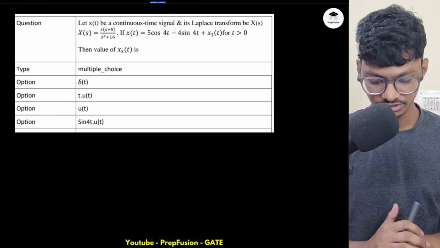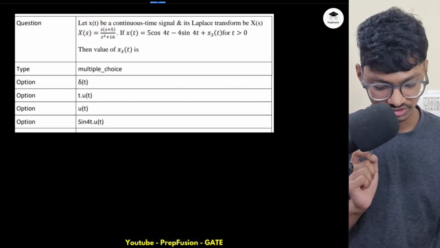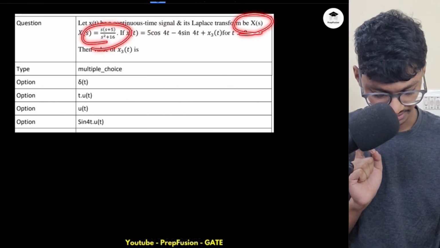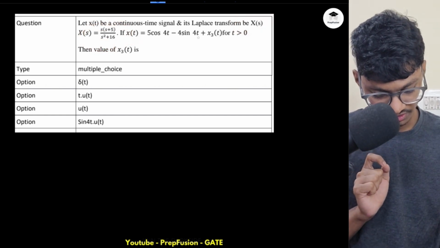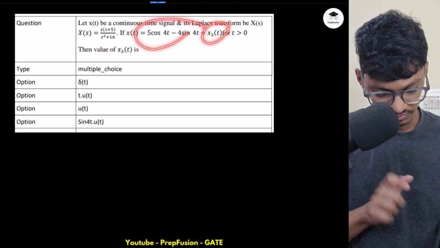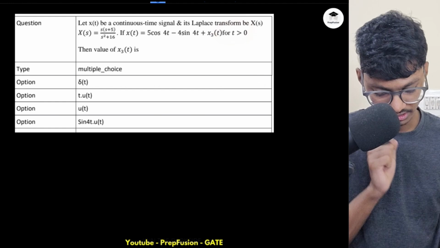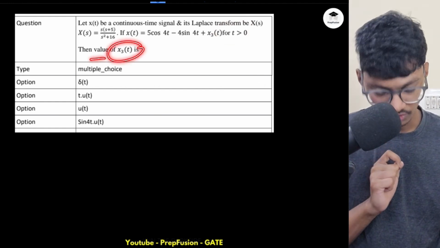Let's solve this question. Here we have been given a signal x of t, a continuous time signal, and its Laplace transform is given as such. Then if x of t is this plus x3 of t, which is a function of time only, for t greater than or equal to 0, then what will be the value of x3 of t?